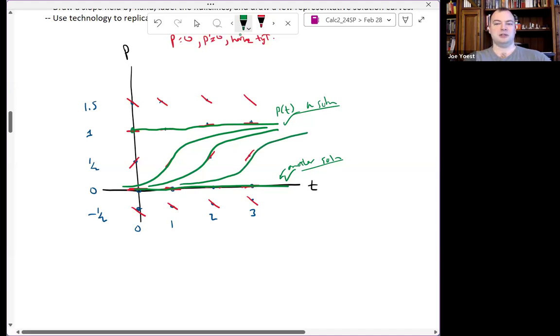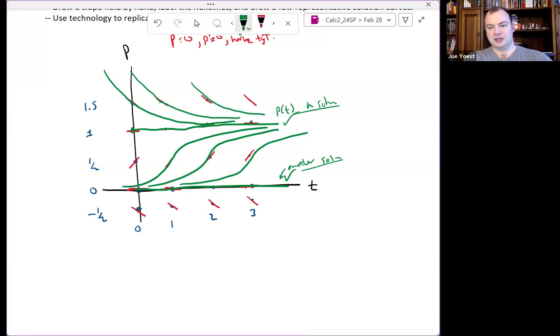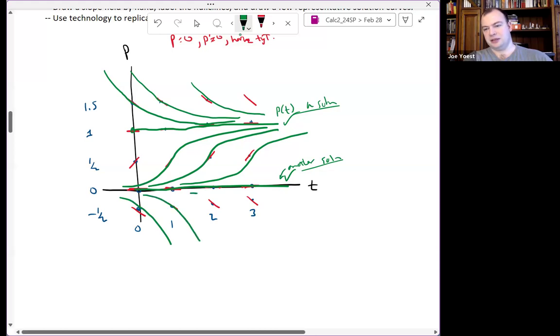So these are some other members of the family of curves that represent solutions to the differential equation. And we have some others that look like this, negative slope approaching a horizontal tangent. We see that when we're overpopulated, the population decreases to the carrying capacity. And down here, we have solution curves that look like this.